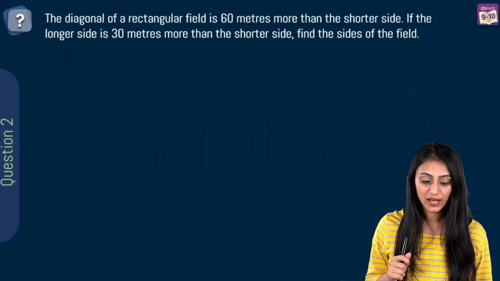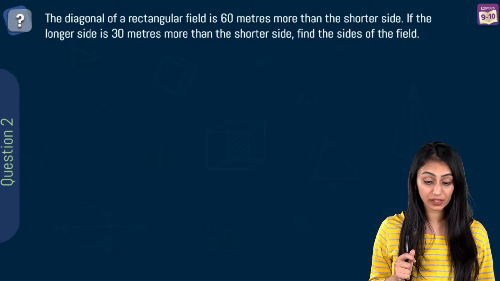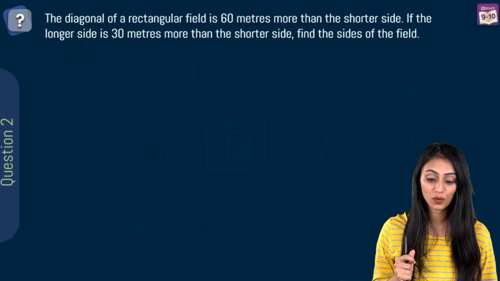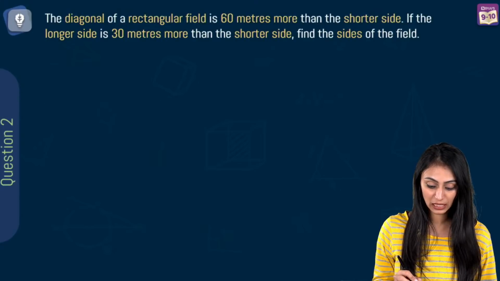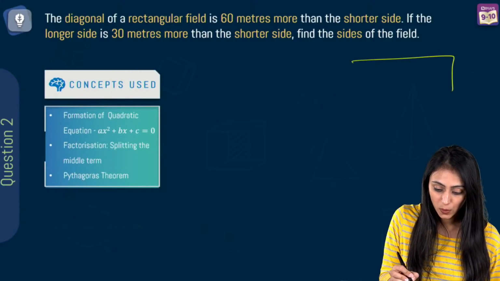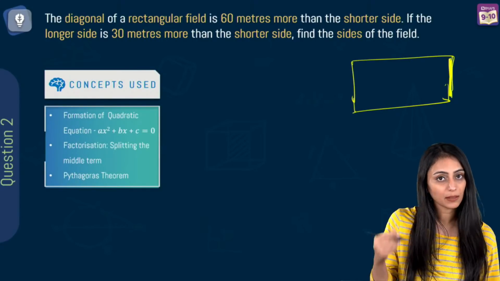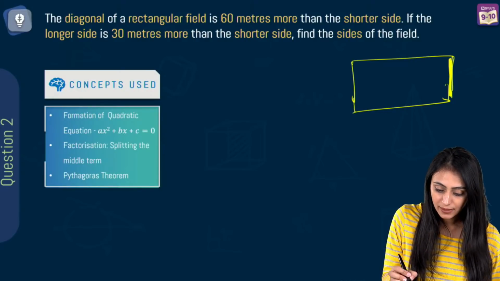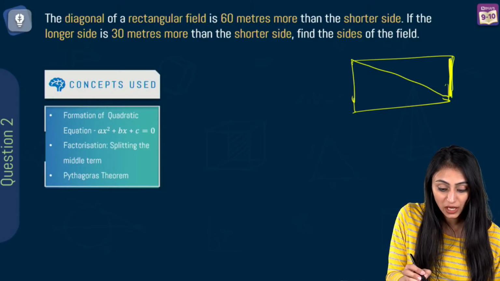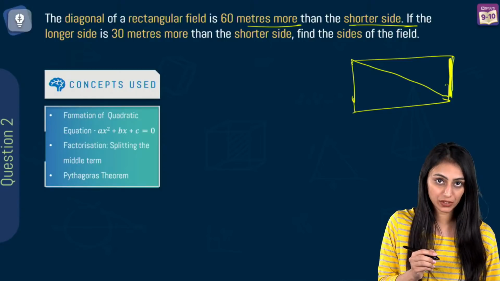So the diagonal of a rectangular field is 60 meters more than the shorter side. If the longer side is 30 meters more than the shorter side, find the sides of the field. So what we are doing here is we are talking about a rectangle, right? This that I'm highlighting here is the shorter side, and this is the diagonal. The diagonal of a rectangular field is 60 meters more than the shorter side, right?